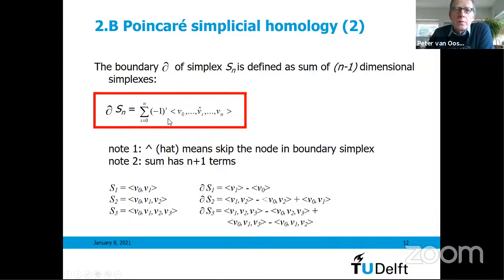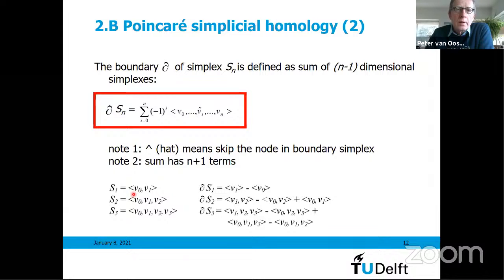And something funny is happening. Signs are added. And it can be a positive or a negative orientation. And that is achieved with this (-1) to the power i. And that means for odd and even, you have either positive or negative orientation. So let's apply the formula to a line segment.